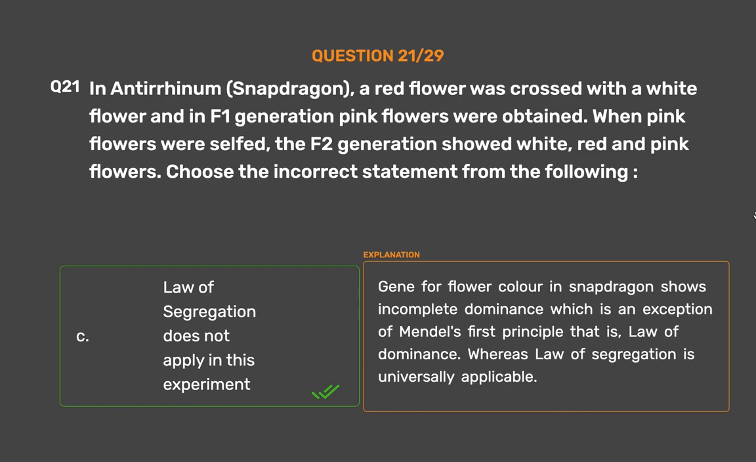Gene for flower color in Snapdragon shows incomplete dominance, which is an exception to Mendel's first principle, that is, law of dominance, whereas law of segregation is universally applicable.